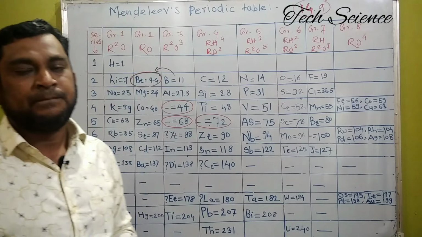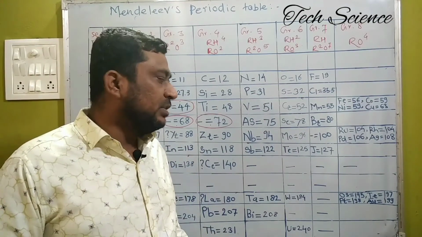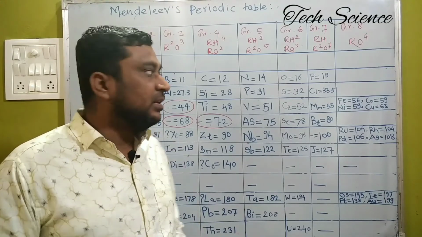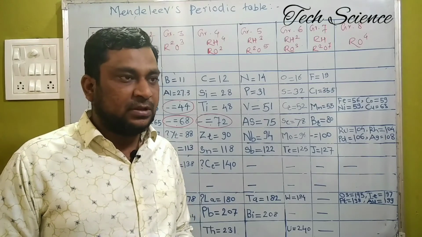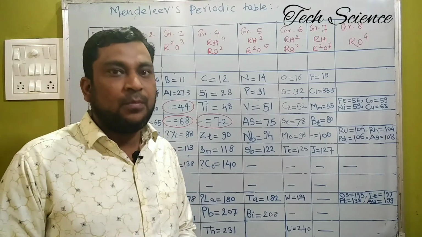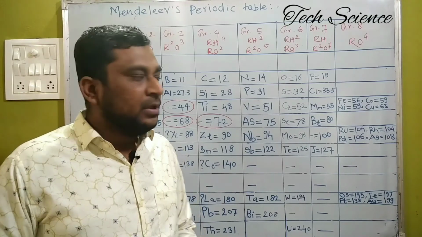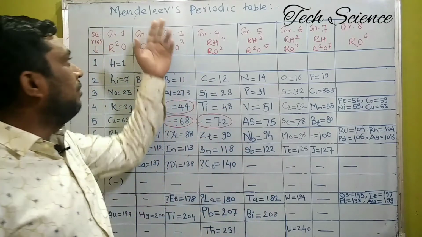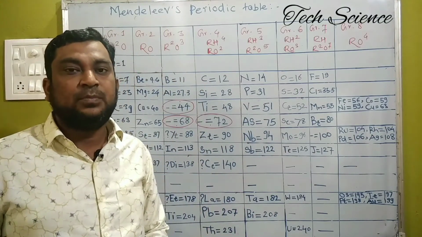Okay. Now it's time to discuss the drawbacks, or disadvantages, of Mendeleev's periodic table. What are the drawbacks? Because a new law has been invented, the modern periodic law, and we still follow the modern periodic law. So there are three to four different types of drawbacks in the case of Mendeleev's periodic table. The first drawback is concerned with the position of hydrogen.